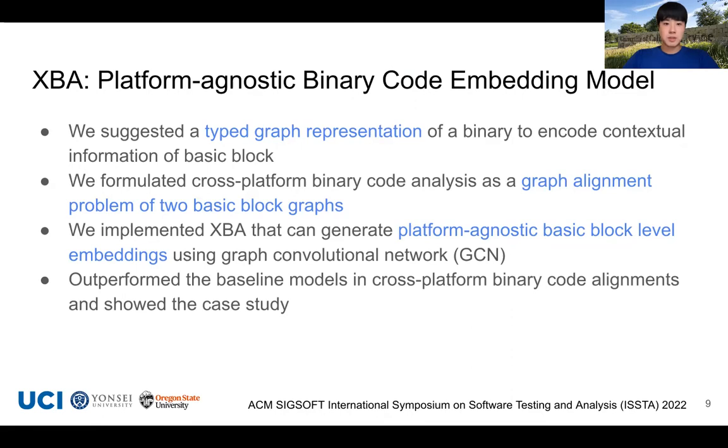To make this happen, we introduced XBA, a platform-agnostic binary code embedding model. Our main idea is that if we include the rich contextual information into a basic block embedding, then the embedding can be aligned across different platforms. To do that, we first suggest a typed graph representation to encode the contextual information that can be found in the binary like function call or control flow. And then we formulate this problem as a graph alignment problem of two graphs, which has basic blocks as nodes and the contextual information as edges.